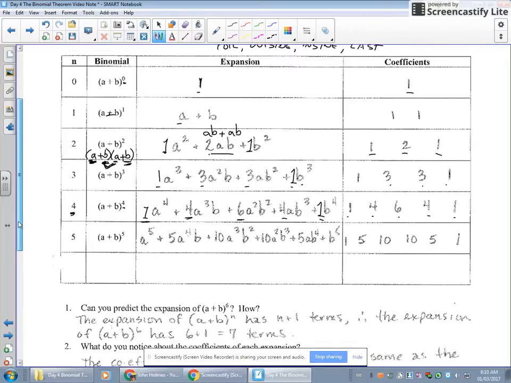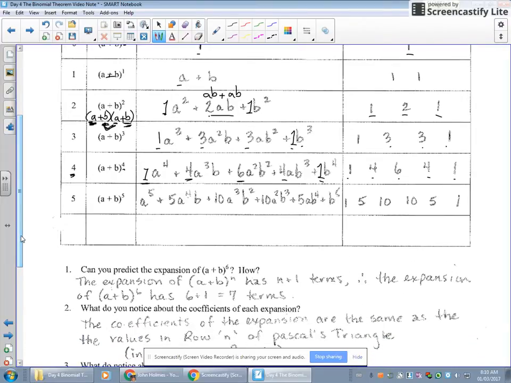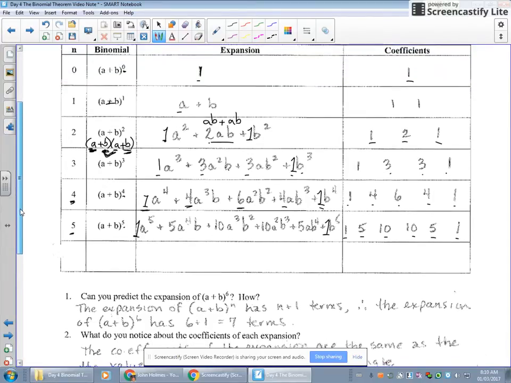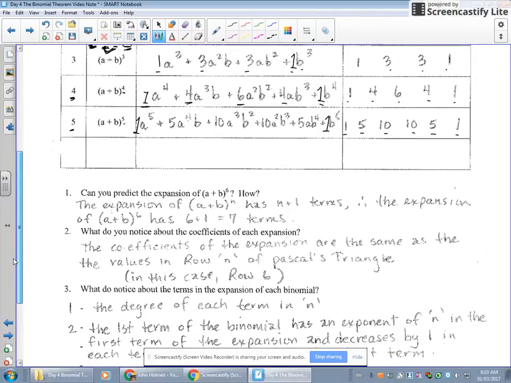And we'll continue on to the fifth one. a plus b to the fifth, which is the fifth row, is 1a to the fifth, plus 5a to the fourth b, plus 10a cubed b squared, plus 10a squared b cubed, plus 5ab to the fourth, plus, again, 1b to the fifth. Our coefficients are 1, 5, 10, 10, 5, and 1. So we should be recognizing that these coefficients are, of course, simply Pascal's triangle.